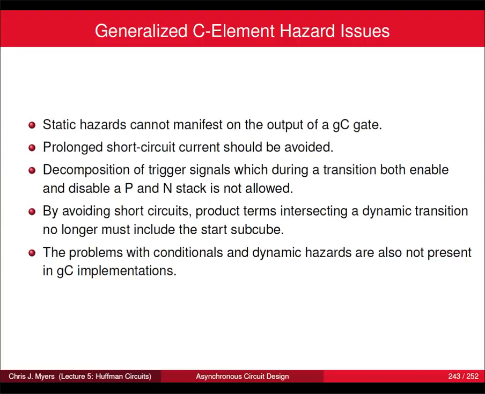By avoiding short circuit currents, product terms intersecting a dynamic transition no longer must include the start subcube. And the problems with conditionals and dynamic hazards are also not present in GC implementations. You remember those slides that I felt great pain showing you about state minimization problems and the state assignment where you have to deal with those conditionals. Those hazards all go away with GC circuits as well, so you don't have to worry about those problems.